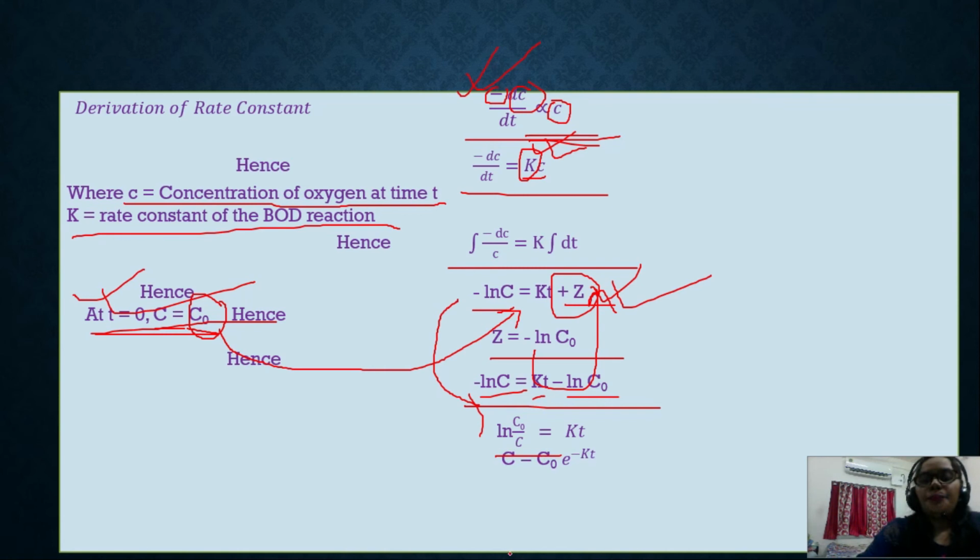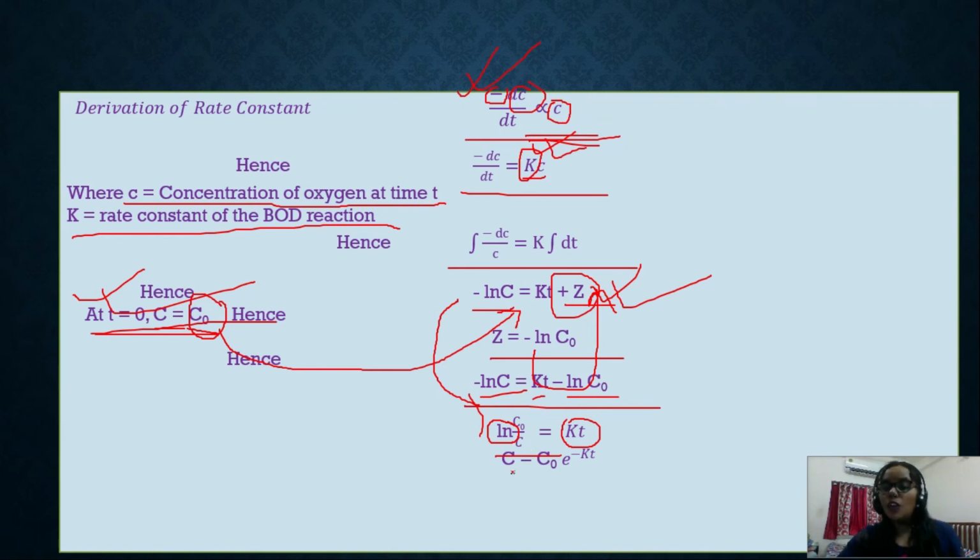Now after this ln C0 by C equals KT, if we want to remove this ln, what will happen? What is the base of the ln? That is e. e is the base of the ln. So if we remove this ln, it should be e to the power KT. This KT will be the power of the e base, right?